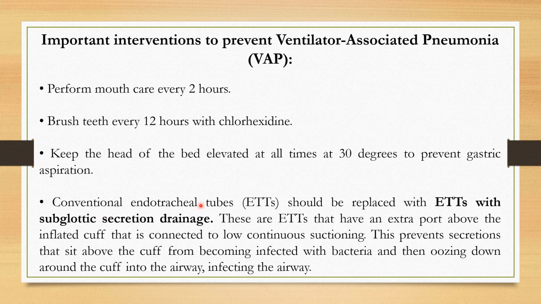Conventional ET tubes should be replaced with ET tubes with subglottic secretion drainage. These are ET tubes that have an extra port above the inflated cuff that is connected to low continuous suctioning. This prevents the secretions that sit above the cuff from becoming infected with bacteria and then oozing down around the cuff into the airway, infecting the airway.